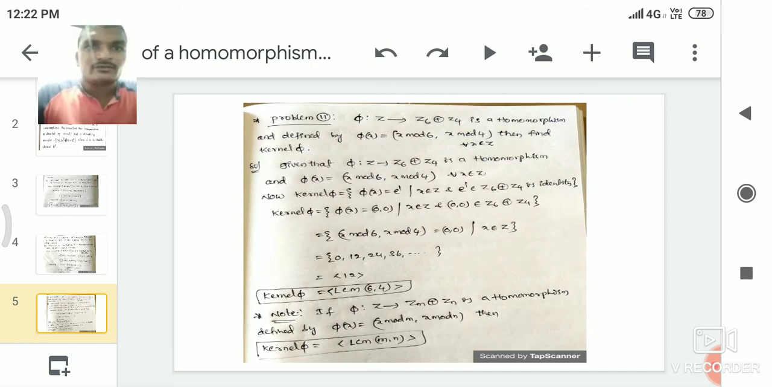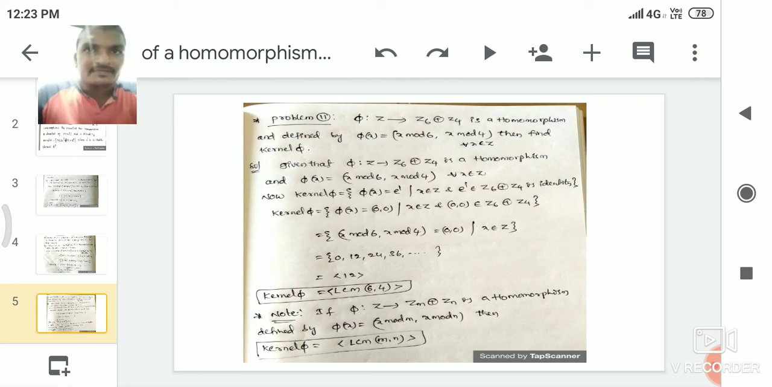If we substitute x is equal to 1, 1 mod 6 is 1, 1 mod 4 is also 1. Similarly, we substitute 2, 3, 4, 5, 6. If we substitute 4, 4 mod 6 is 4, but here 4 mod 4 is 0. From that one we get (4, 0). (4, 0) is not equal to (0, 0). That's why x is equal to 4 is not an element of kernel pi. If you substitute x is equal to 6, 6 mod 6 is 0, but 6 mod 4 is 2. That is also not equal to (0, 0).